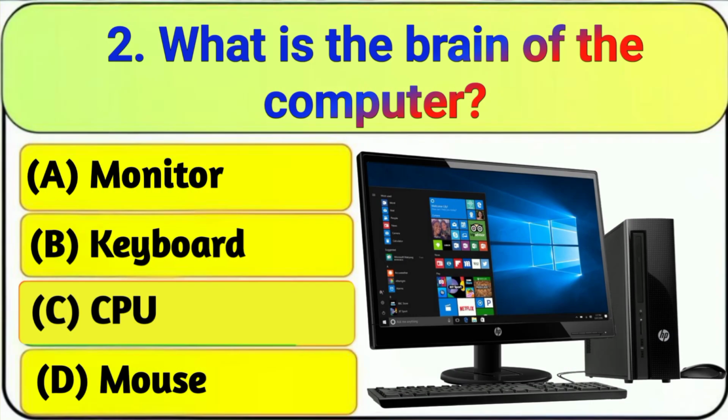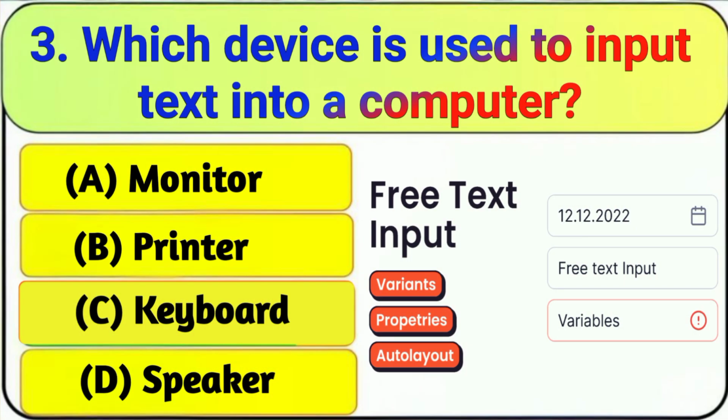Question number 2. What is the brain of the computer? A. Monitor. B. Keyboard. C. CPU. D. Mouse. Your right answer is C. CPU.